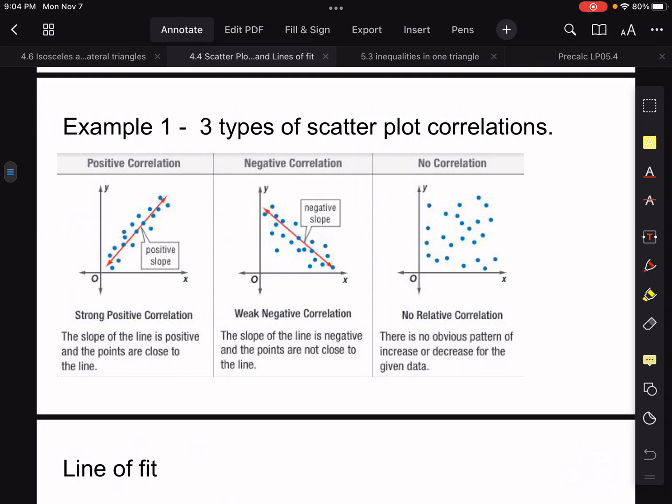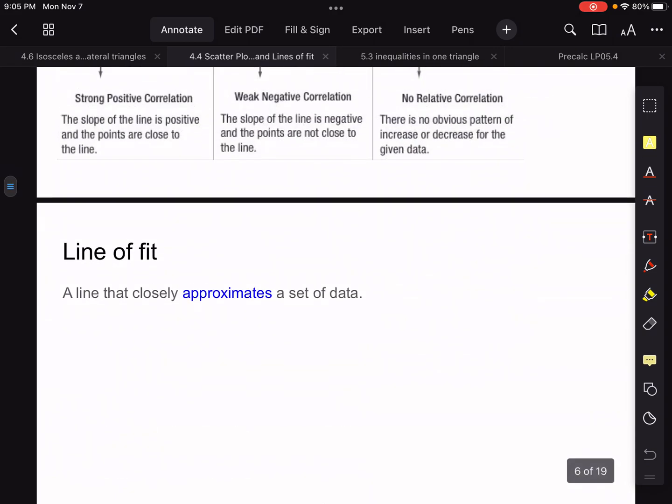The first picture you see here, the red line is called a line of fit through the data. So it's a line that's as close as can be to all the data. You can see that line has a positive slope, so we say this has a positive correlation. The middle one has a negative slope, so there's a negative correlation. And finally, you can't really draw a line through the last one. I guess you could draw a number of different lines, but there's no real strong correlation anywhere, so we say that has no correlation.